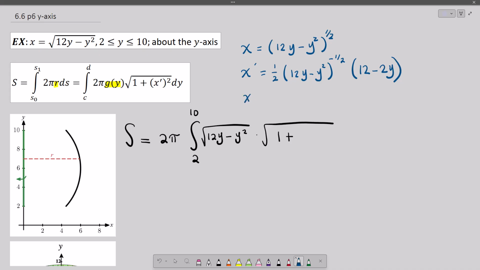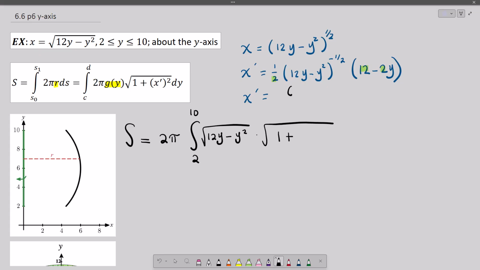Let's rewrite this to make it easier to square it. There's two things I see. This 1/2 can be distributed into that numerator right there. That 12 minus 2y is in the numerator, so that could be distributed into that. And then I also see that this negative exponent could turn into a square root in the denominator.